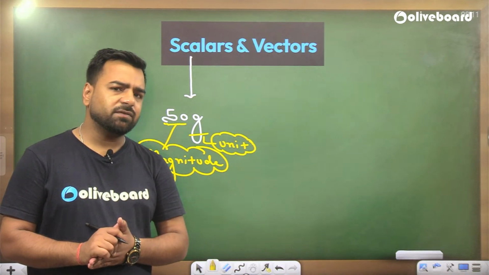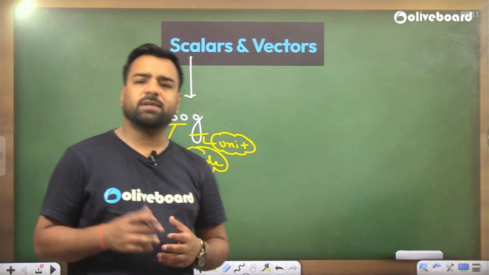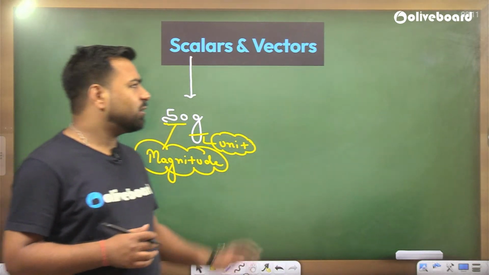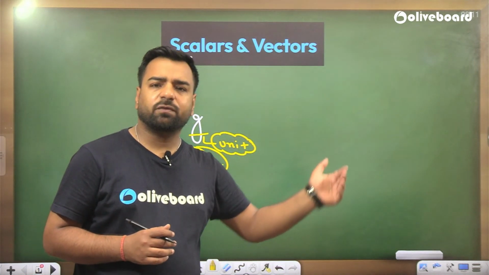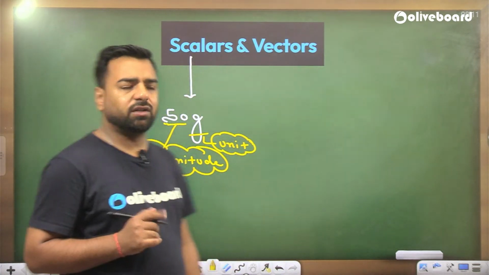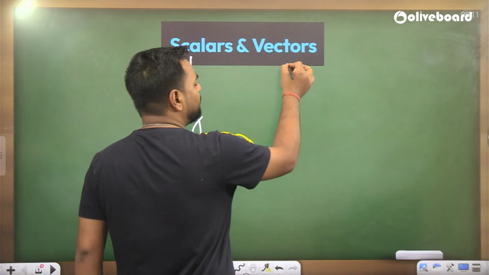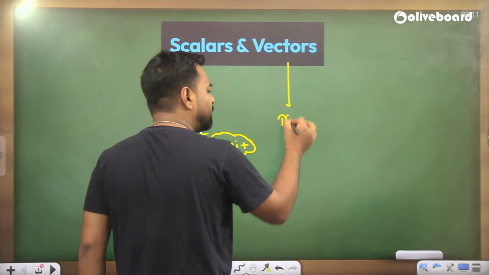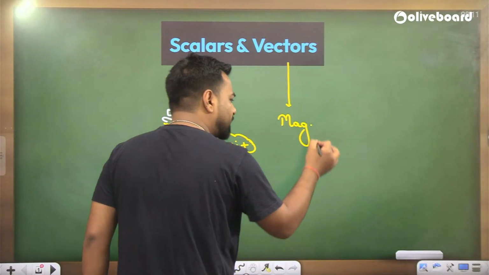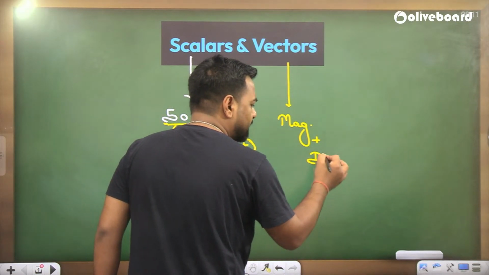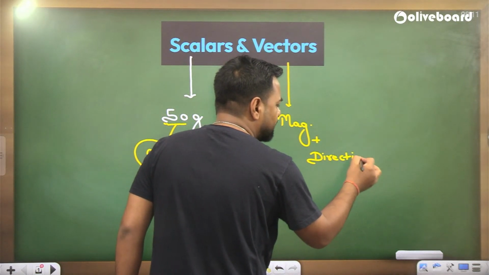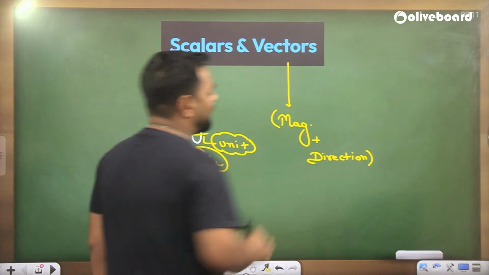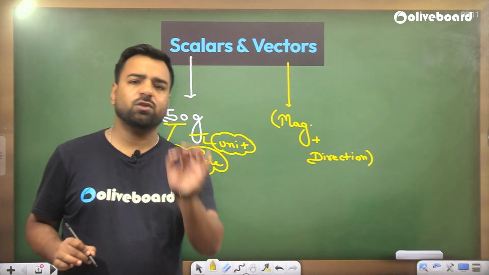Then where is direction involved? Let us say I'm talking about displacement. This was all about mass. If I talk about displacement, weight, or force, their direction is also involved. So the quantities in which magnitude plus direction are involved, we'll say, sir, it is a vector quantity. And do not worry about it, I'm going to explain this in the easiest way using the animation.